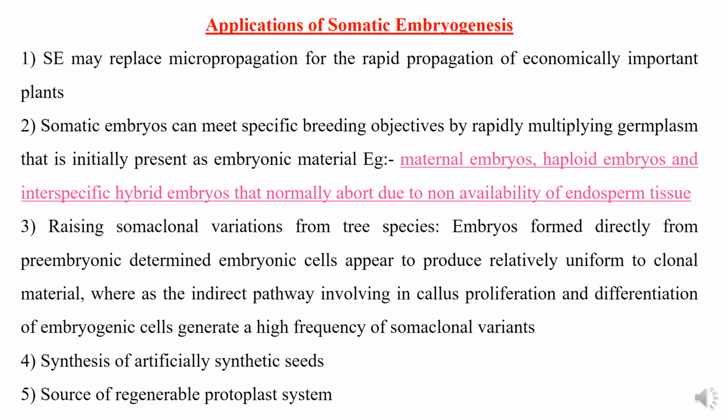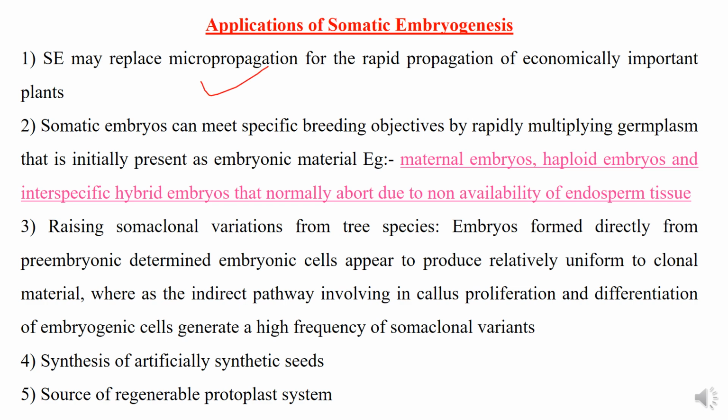Okay. Then what are the different applications of somatic embryogenesis? Up to now we saw what are the different types of somatic embryogenesis, direct and indirect, and what are the different factors influencing somatic embryogenesis. Now let us see what are the different applications of somatic embryogenesis. So the first application is that somatic embryos may replace the micropropagation technique for rapid propagation of economically important plants, that is commercial crops.